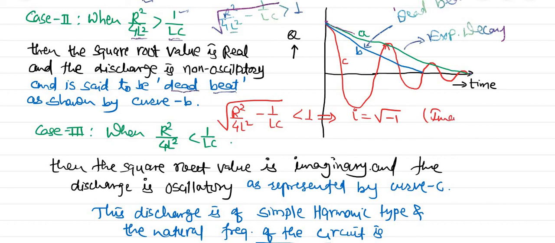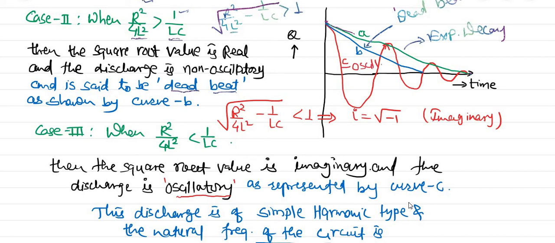So whatever the square root value may be, it is imaginary, and whenever we have imaginary roots, that particular motion is an oscillatory motion. So the square root value is imaginary, and the discharge is oscillatory. That means obviously simple harmonic, and yes, it is represented by curve C. So this red color curve C is the oscillatory curve.